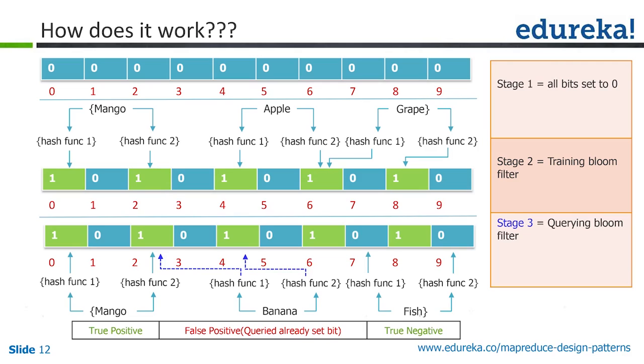So a false positive is something in the data set which may not be existing in the actual trained vector.